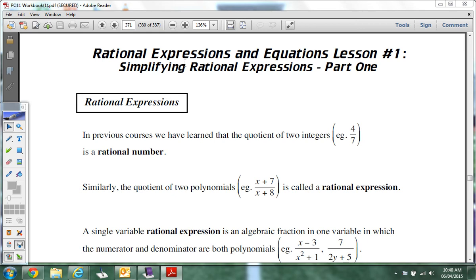x plus 7 is an expression. It has a variable. x plus 8 is an expression. So that's why this right here would be called a rational expression. That's just kind of basic vocab.